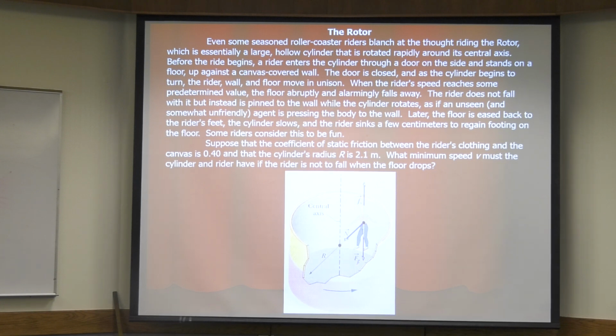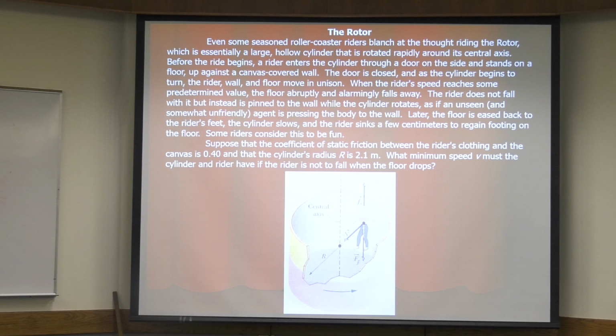Even some seasoned roller coaster riders blanch at the thought of riding the rotor, which is essentially a large hollow cylinder that is rotated rapidly around its central axis. Before the ride begins, a rider enters the cylinder through a door on the side and stands on a floor up against a canvas-covered wall. The door is closed, and as the cylinder begins to turn, the rider, wall, and floor move in unison. When the rider's speed reaches some predetermined value, the floor abruptly and alarmingly falls away.